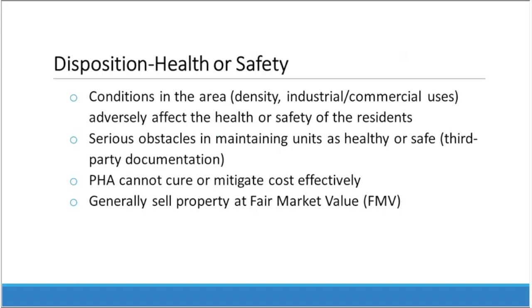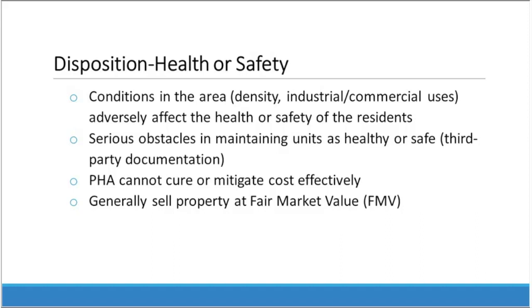Disposition for health and safety concerns. Again, this is similar to the obsolescence for the environment. So you've got conditions in your area that are adversely impacting the residential use, and the housing authority cannot cure or mitigate those cost effectively. This is not a TDC calculation, but you can't move the building out of a flood zone cost effectively. You can't solve for any slope or erosion issues cost effectively. You can't address a factory next door cost effectively. So those are the types of things that you would document.